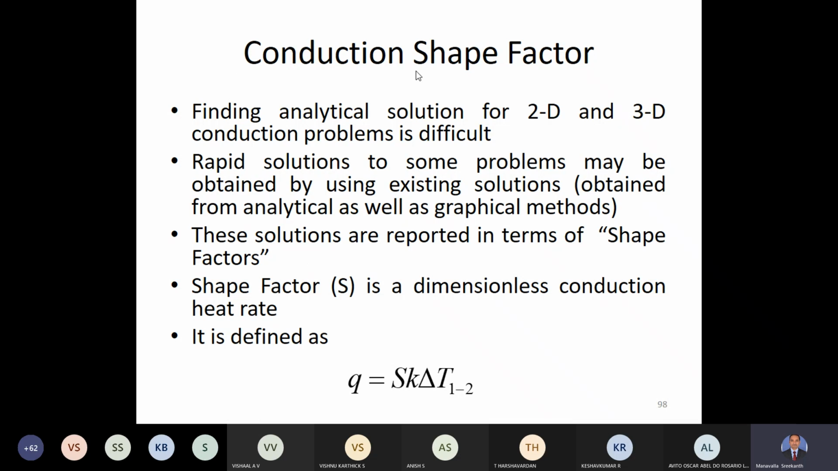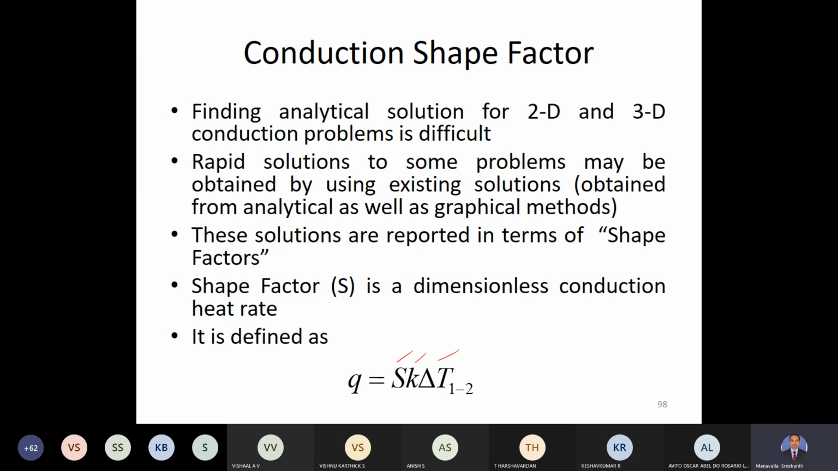Now remember, this is a conduction shape factor. You will also come across another shape factor called radiation shape factor in radiation heat transfer. So just make sure you understand that these two are different. So the shape factor S is a dimensional conduction heat rate, and it is defined as Q is equal to S K delta T. So this is how the shape factor is defined. Heat transfer is equal to shape factor multiplied by conductivity multiplied by the overall temperature difference.